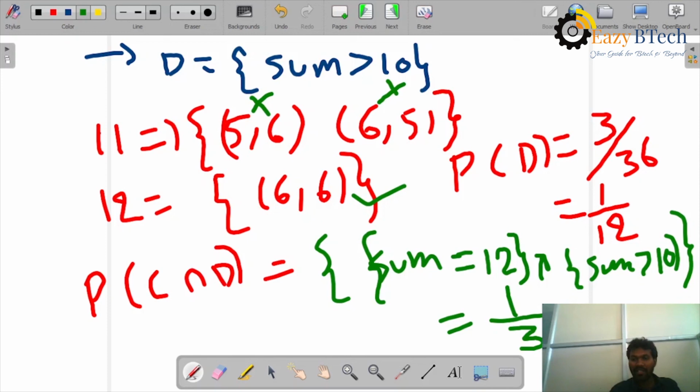You can ask me, sir, why have you not taken 36 here? Because I am taking the events individually. Sorry, actually it is 1 by 36, not 1 by 3. You should consider the total number in your sample space. So 1 by 36. Okay, this is how you have to find the intersection of events.